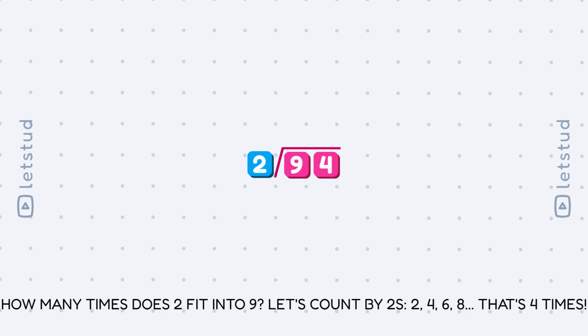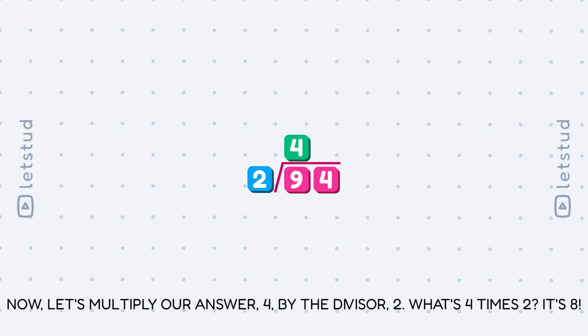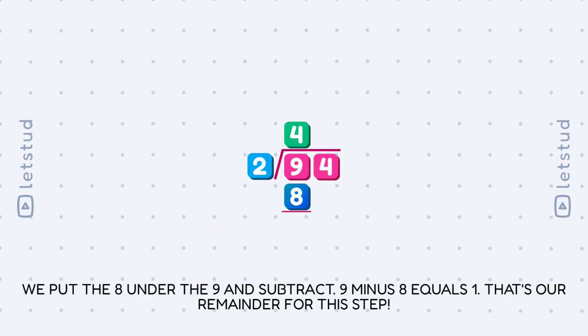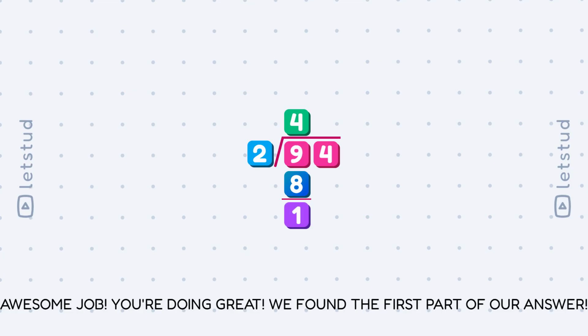That's 4 times. Now let's multiply our answer 4 by the divisor 2. What's 4 times 2? It's 8. We put the 8 under the nine and subtract. Nine minus eight equals 1. That's our remainder for this step. Awesome job, you're doing great. We found the first part of our answer.